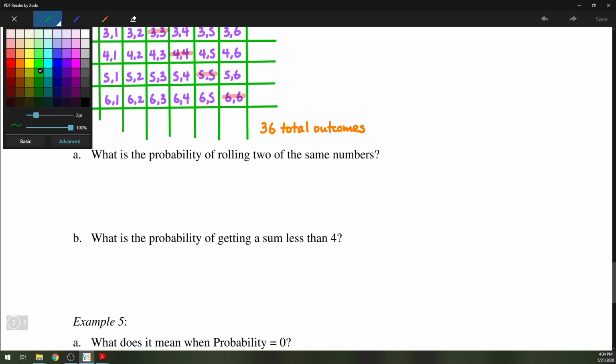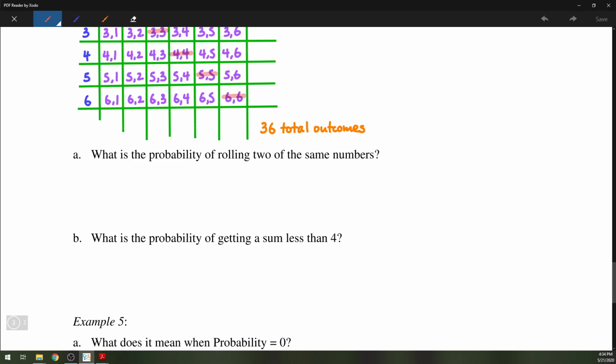Okay, so in this case, we can simply call it probability of doubles. There are 6 favorable outcomes out of 36. So that would just be 1/6.